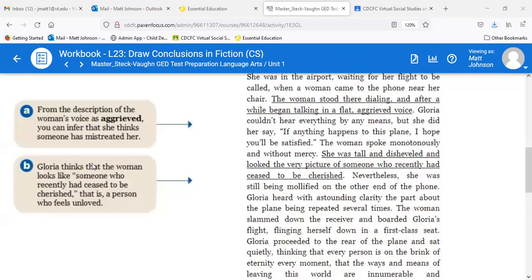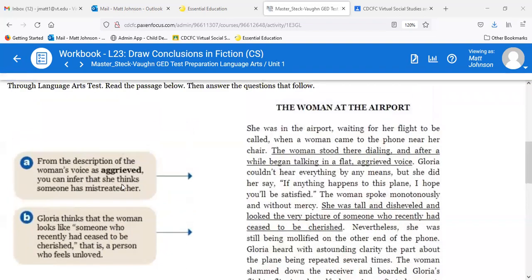And then secondly, she was tall and disheveled and looked the very picture of someone who recently had ceased to be cherished. It's a very interesting choice of words. Gloria thinks that the woman looks like someone who recently had ceased to be cherished. What does that mean? Someone who feels unloved, right? Someone who has been abandoned, that's not being cared for, that's being neglected, right? If you've ceased to be cherished, that means you're not being loved. So you can start drawing conclusions about this woman.